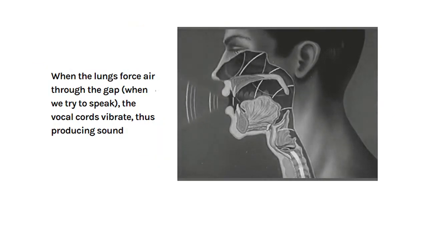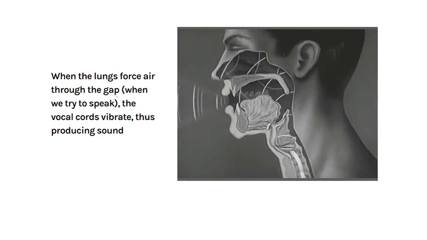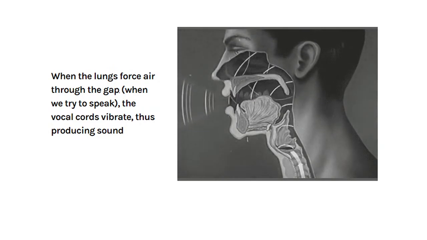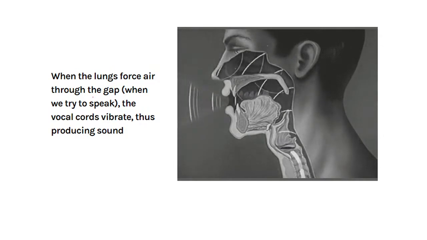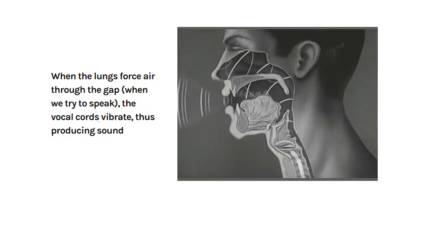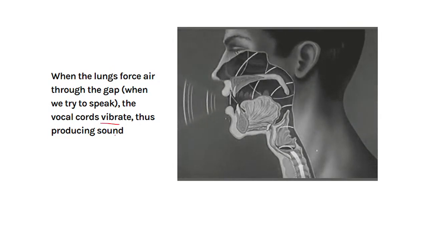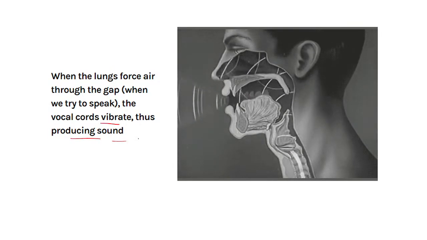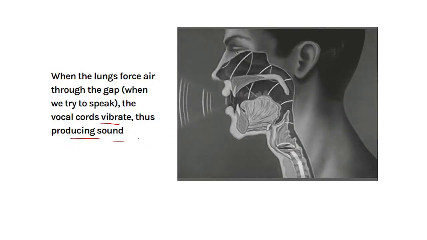So when the lungs force air through these gaps, what happens when we try to speak? When we open the mouth, the air passes through the gap between the two vocal cords. The vocal cords start vibrating, and thus we are able to produce sound. Interesting, right? A very interesting part of the lesson that we have learned.